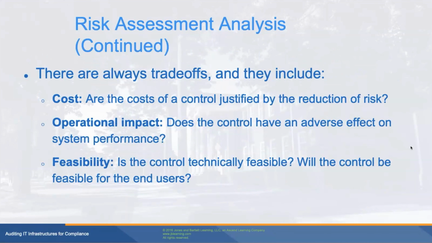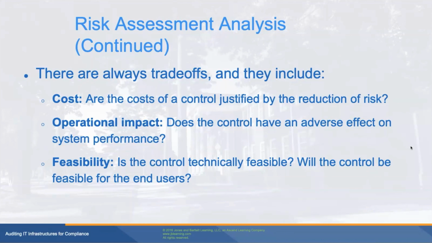Remember, there are always trade-offs for these controls. The cost of the control: is it justified by the reduction of the risk? If the control is not effective and I'm paying money for it, get rid of it. It's costing me money, and it's costing me productivity. Does the control have an adverse impact on system performance? You'll find out that it almost always does. When you turn on encryption, it slows your computer down. Is it worth having the encryption? That's up to you. That's a risk appetite thing.